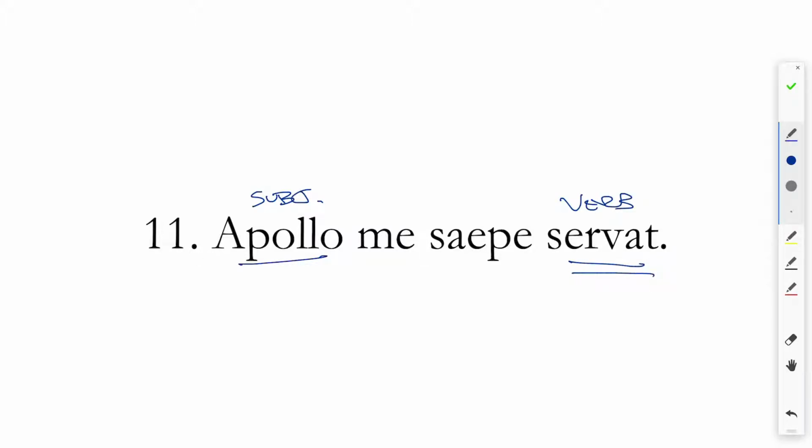As long as the two match up, in other words, this is a singular subject, there's only one Apollo, and this ending matches these singular endings, the T, then that's going to be your subject and verb. Apollo saves me, and this is just an adverb that means often.